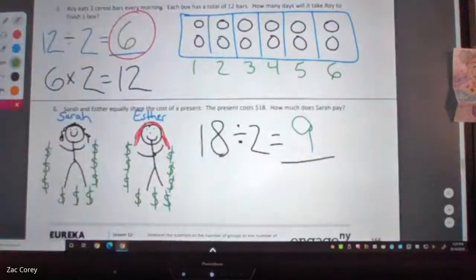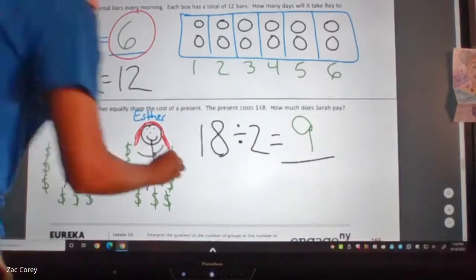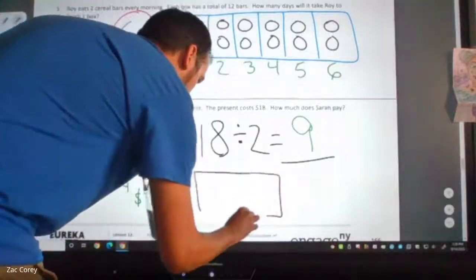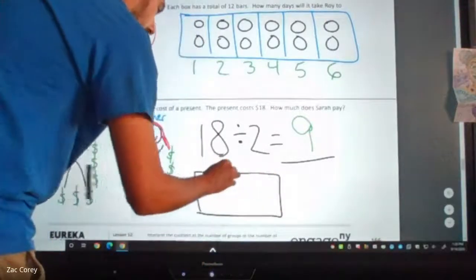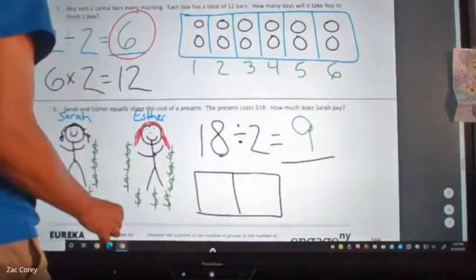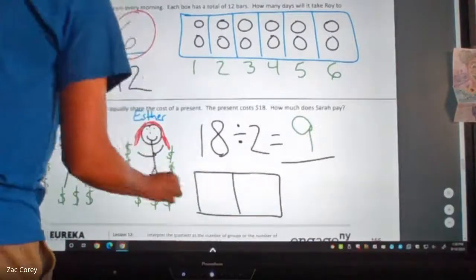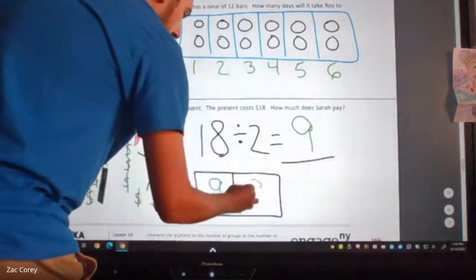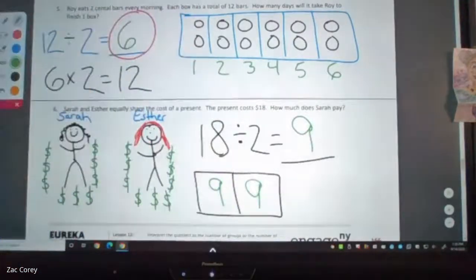All right? We could have done that using a tape diagram too, right? So our tape diagram would look like this. It would be two groups, one for Sarah, one for Esther. And this group would equal 9. And this group would equal 9. Because each girl is paying $9.